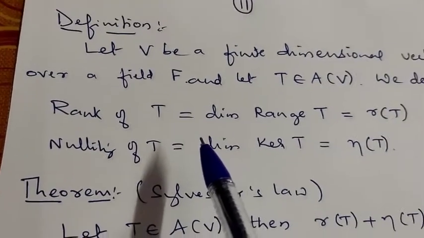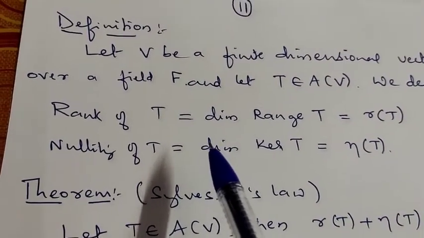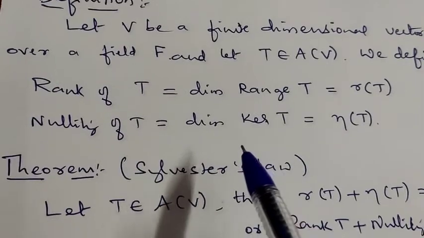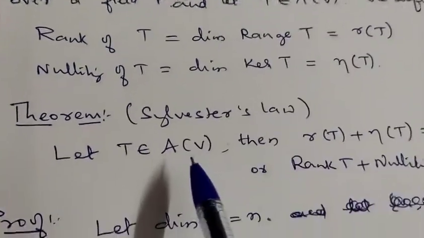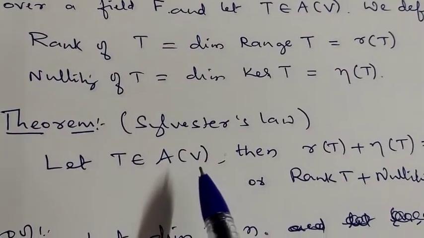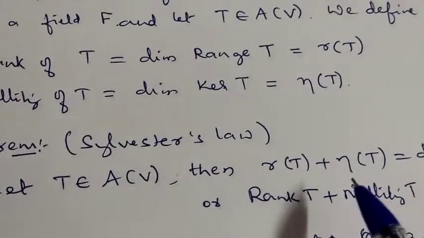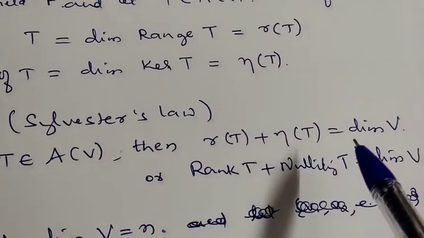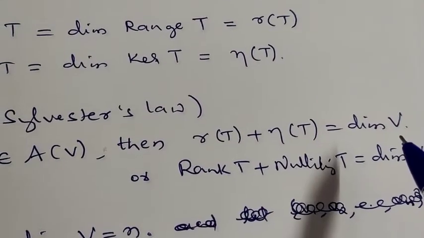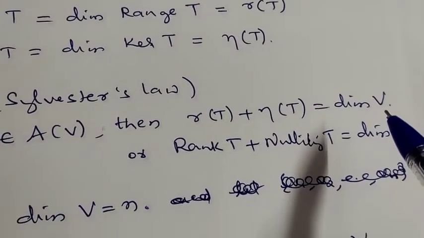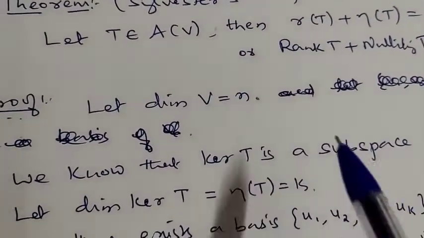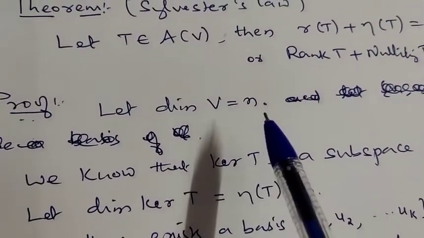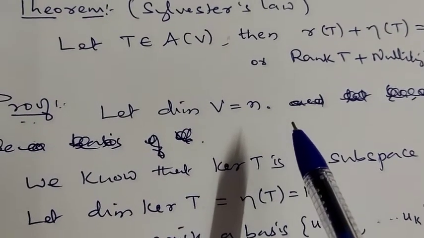Rank and nullity are related to the dimension of the vector space, and that is given by Sylvester's law. This says that if T is an element of A of V, then rank of T plus nullity of T is equal to the dimension of the vector space V. So let us prove this now. For this, let V be of dimension n.